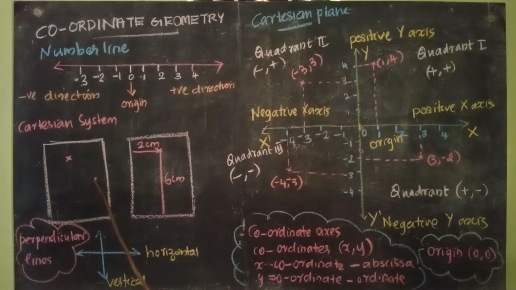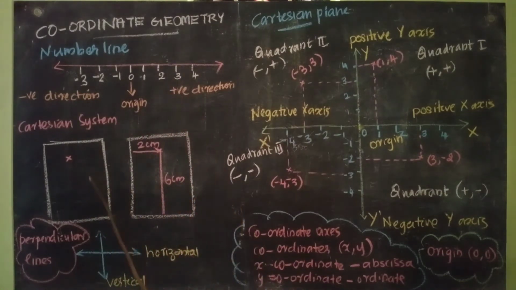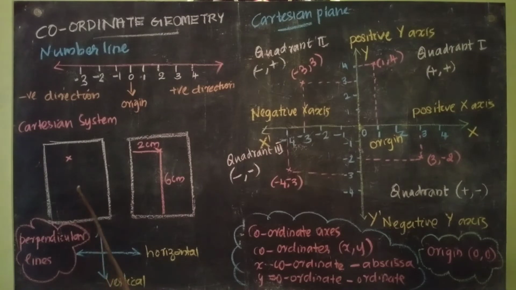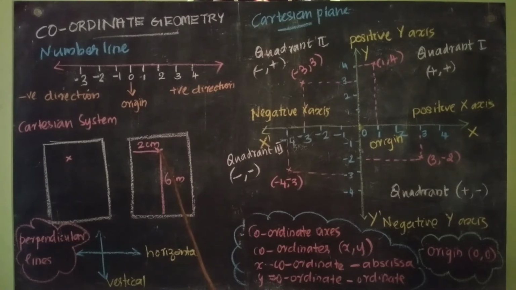Then do you know how to locate a point on the plane? You know how to locate a point on the number line. How to locate a point on the plane? You see here I have drawn one box and marked one point there. Can you say the exact position of that point in that box? You may say it is near to the upper line or near to the left line. But it is not giving an idea about the exact position of that point. If you say like this, it is 2 cm away from the left line and 6 cm above from the lower line, then it is very easy to identify the exact position of that point.